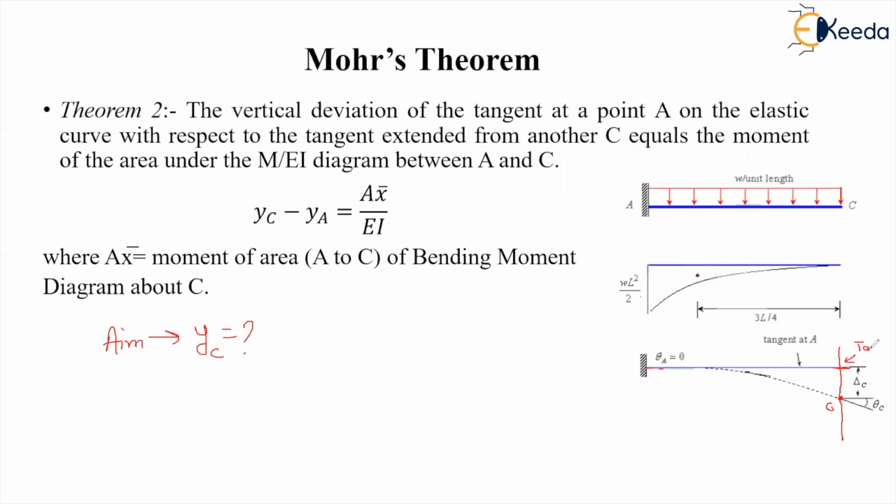In that case, YA becomes 0, and this is the C point, and we will get the YC. So we can choose a line such that one of the tangents becomes horizontal and the other gives the total deformation. That's how you can get the YC. So this is how we can use Mohr's theorem to find the deformation at a certain point.